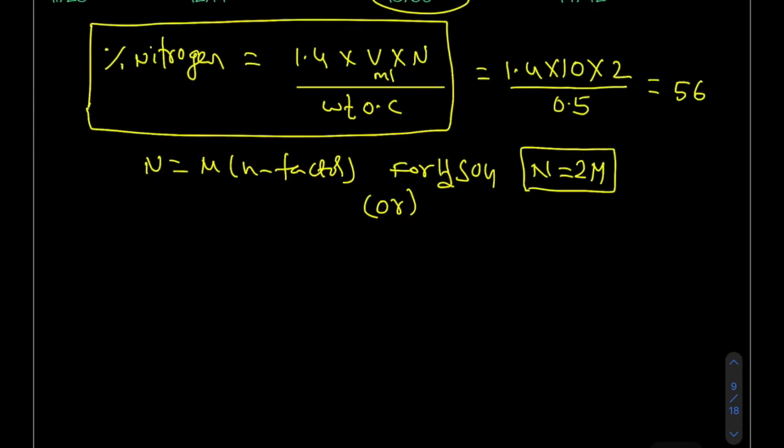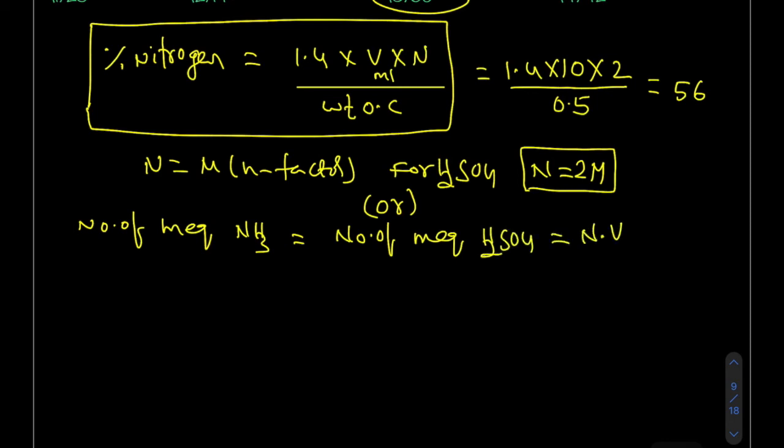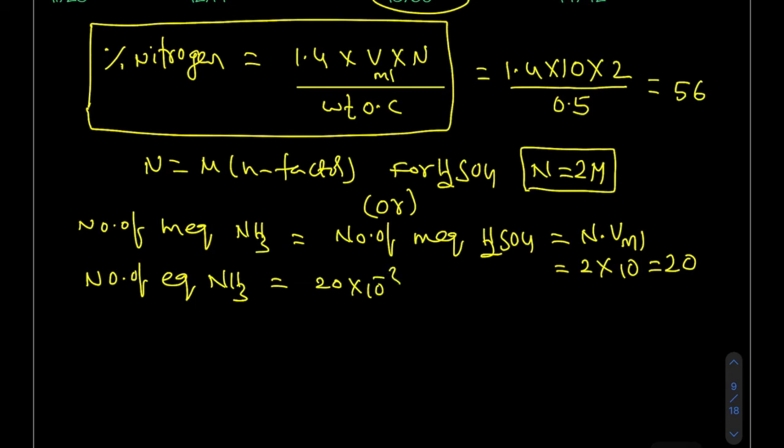There will be another alternative method here. First of all, calculate the number of milli equivalents of ammonia. How to calculate? It is equal to the number of milli equivalents of acid. How to calculate number of milli equivalents? Normality into volume in ml. What is the normality? 2, to volume in ml 10 ml, so 20 milli equivalents. So from here we are calculating the number of equivalents of ammonia. Number of equivalents of ammonia will be equal to 20 by 1000, so 2 into 10 raised to minus 2 equivalents.